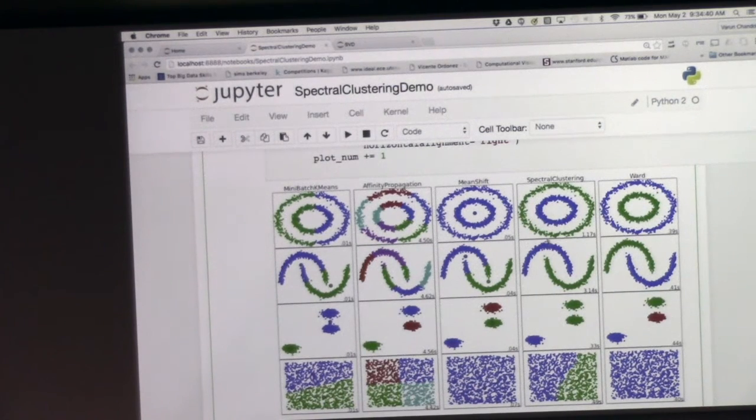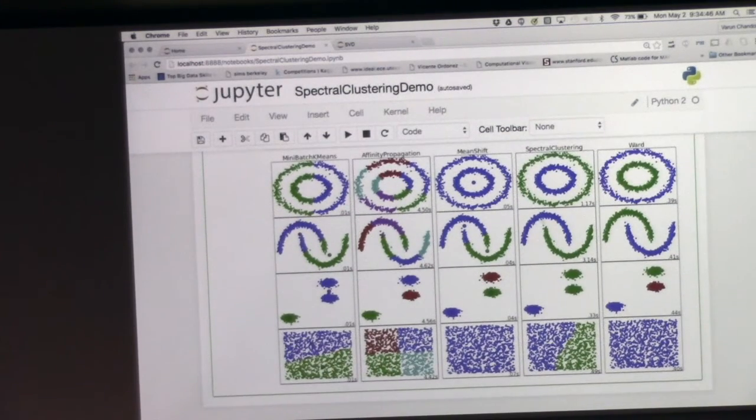So then you look at all of these other examples, and you see that in all of these, at least in 2 of these, spectral clustering and Ward work very well, whereas all these other ones sort of fail. In some of the other settings, actually, other ones work well.